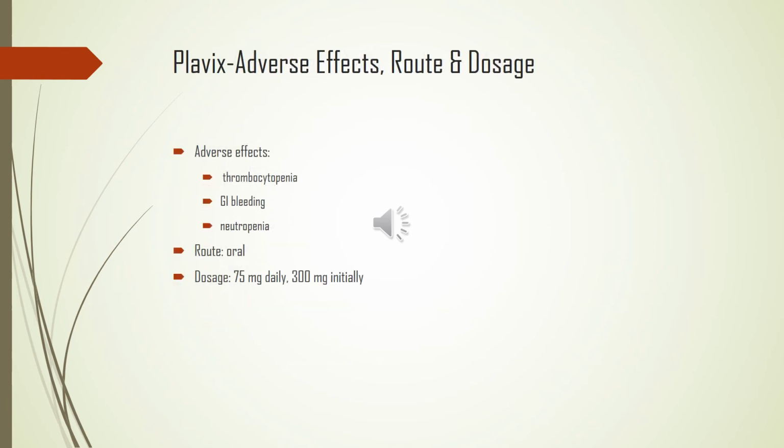Adverse effects: thrombocytopenia, GI bleeding, and neutropenia. This is a continuation of the previous page. Like I said, it's given orally. The dosage is usually 75 milligrams. They will start you off with 300 milligrams initially, and then it will be 75 milligrams daily.